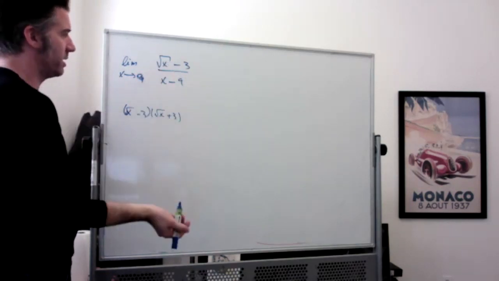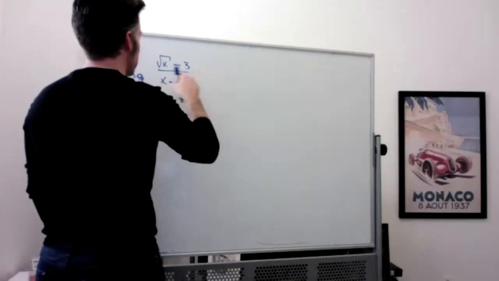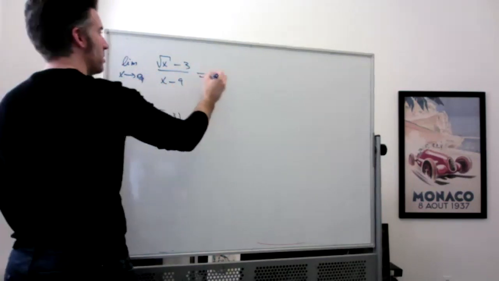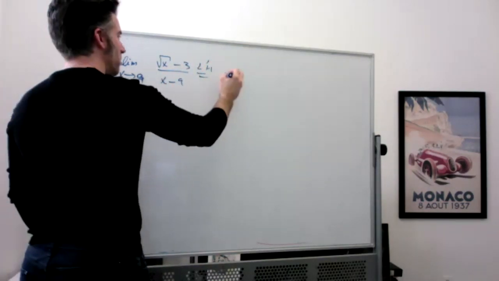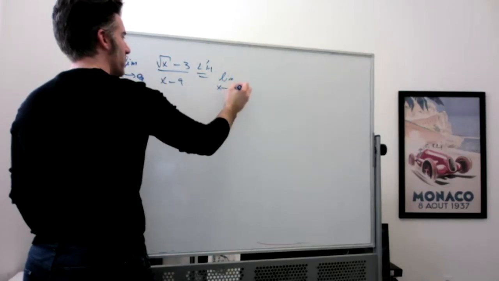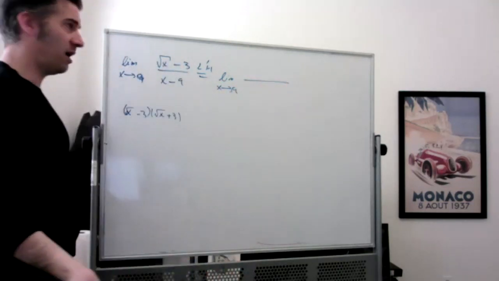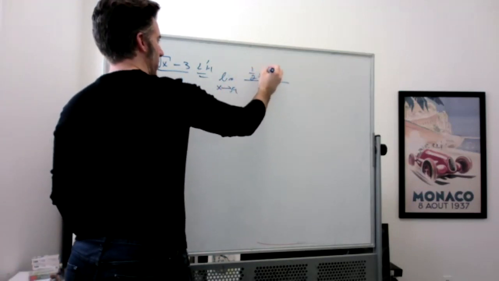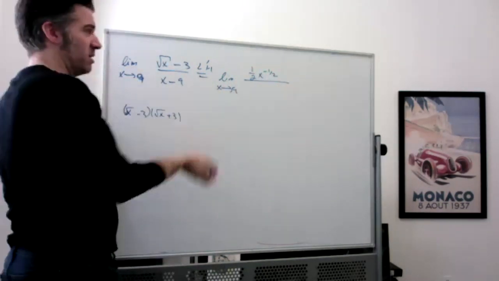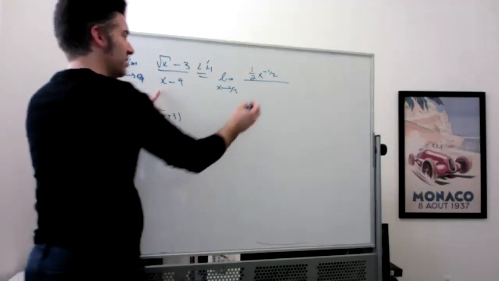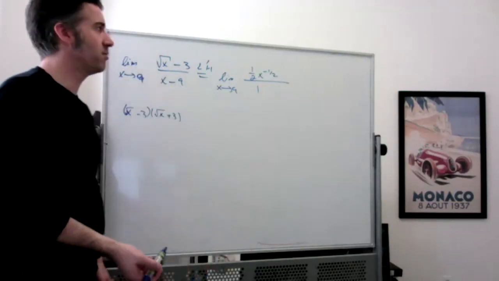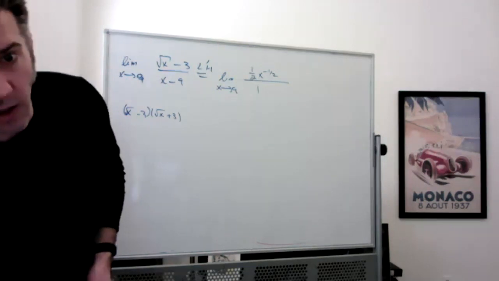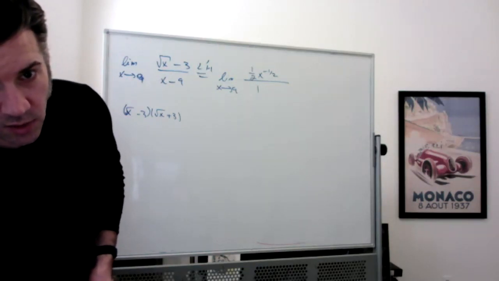But really, the idea here is to use L'Hôpital's rule. You've got a 0 over 0, right? 3 minus 3, 9 minus 9. Taking the derivative of the top, the derivative of the square root of x is 1/2 x to the minus 1/2. The derivative of minus 3 is 0. The derivative of x is 1, the derivative of minus 9 is 0. So there's our expression.